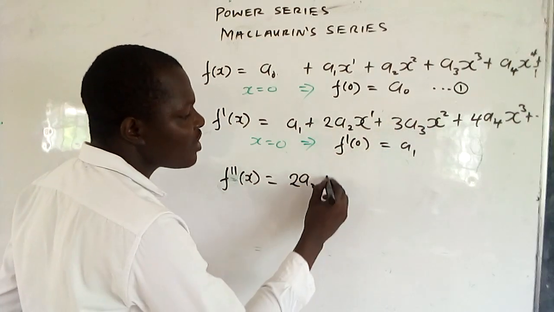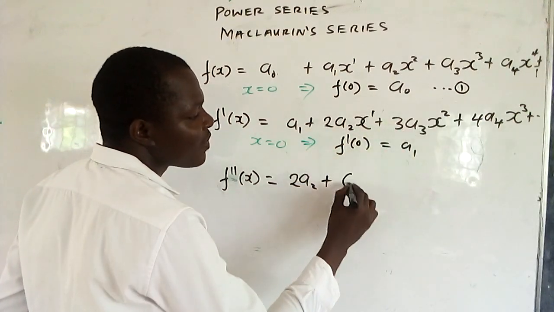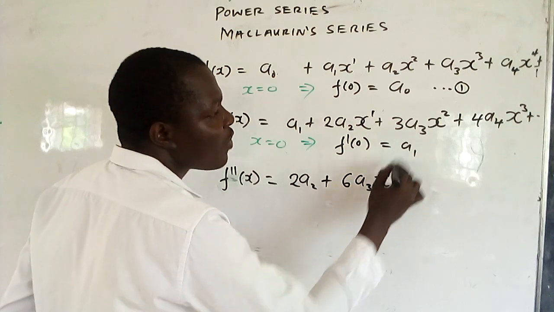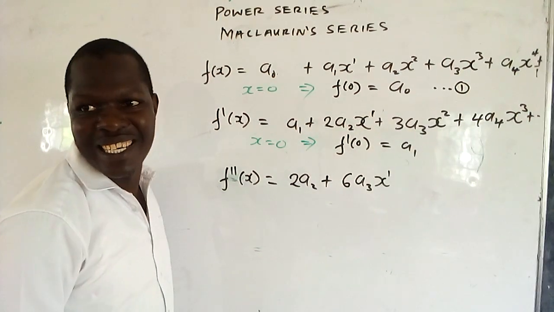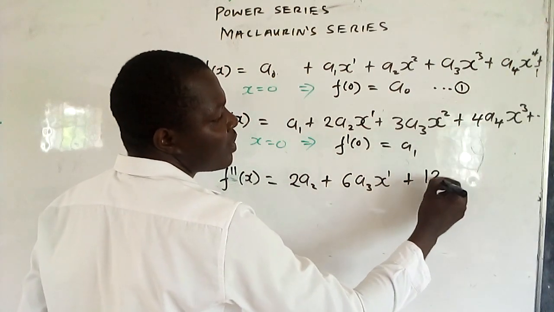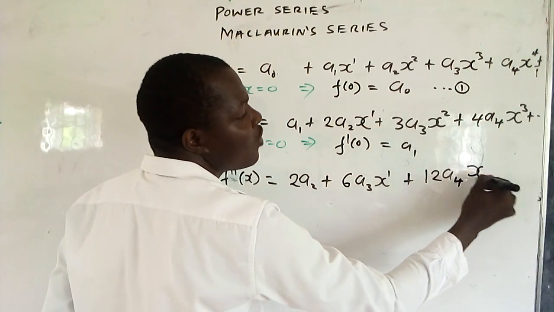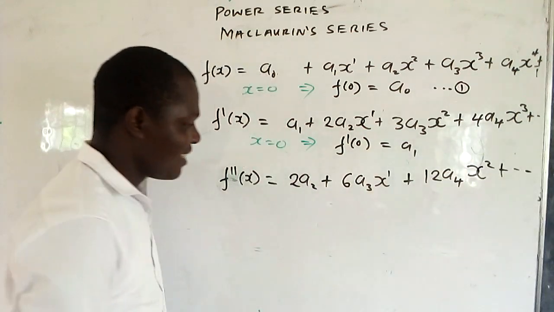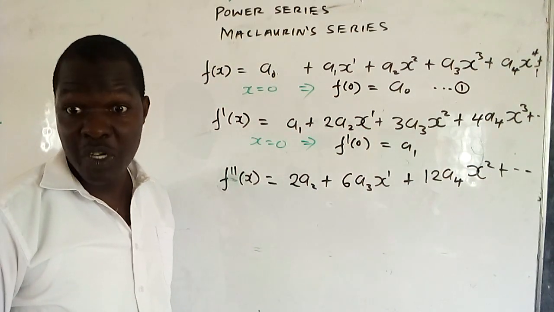Then if you differentiate this, it is plus 2 times 3, 6a₃, then x is now raised to power 1, you reduce the power by 1, isn't it? You move on, plus, if you differentiate this, 3 times 4, 12a₄, then you reduce the power by 1, then plus until infinity, isn't it? Are we together? Yes.